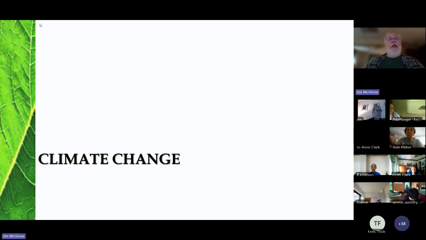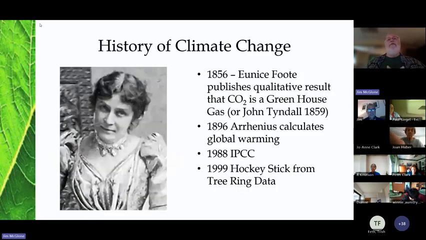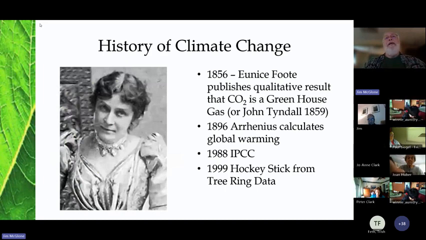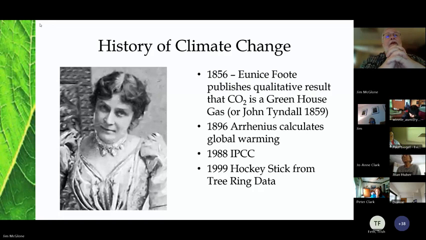So first of all, with climate change, here is a brief history of climate change. In 1856, so most people don't realize that we have been looking at and thinking about climate change for 170 years, Eunice Foote published the first qualitative result that carbon dioxide is a greenhouse gas. She was able to demonstrate through laboratory experiments that carbon dioxide can trap heat in the environment.